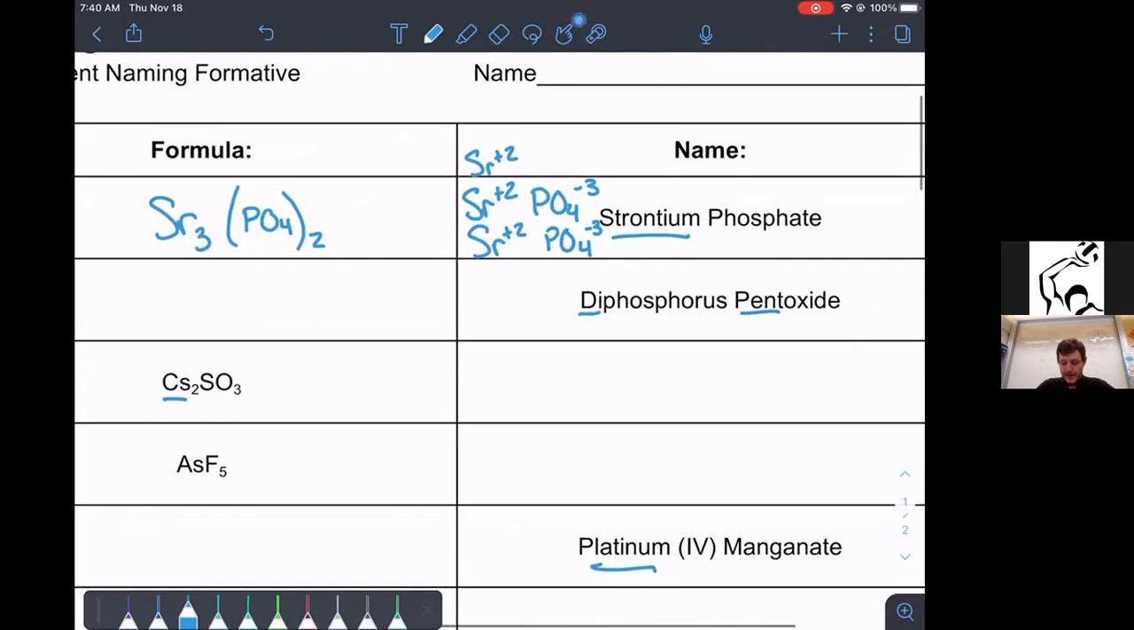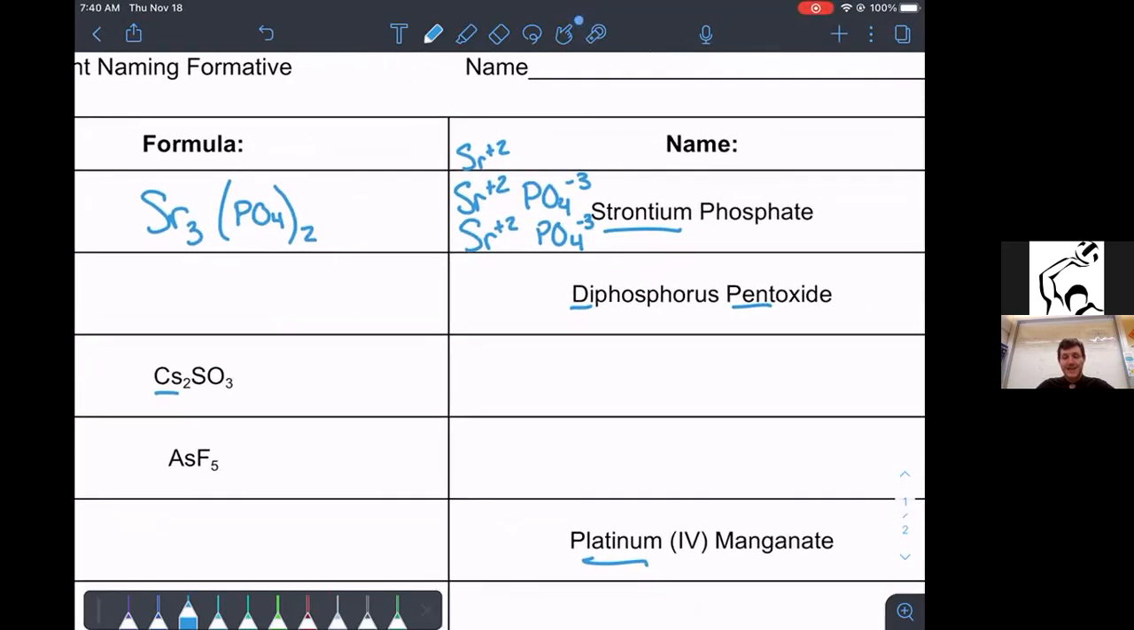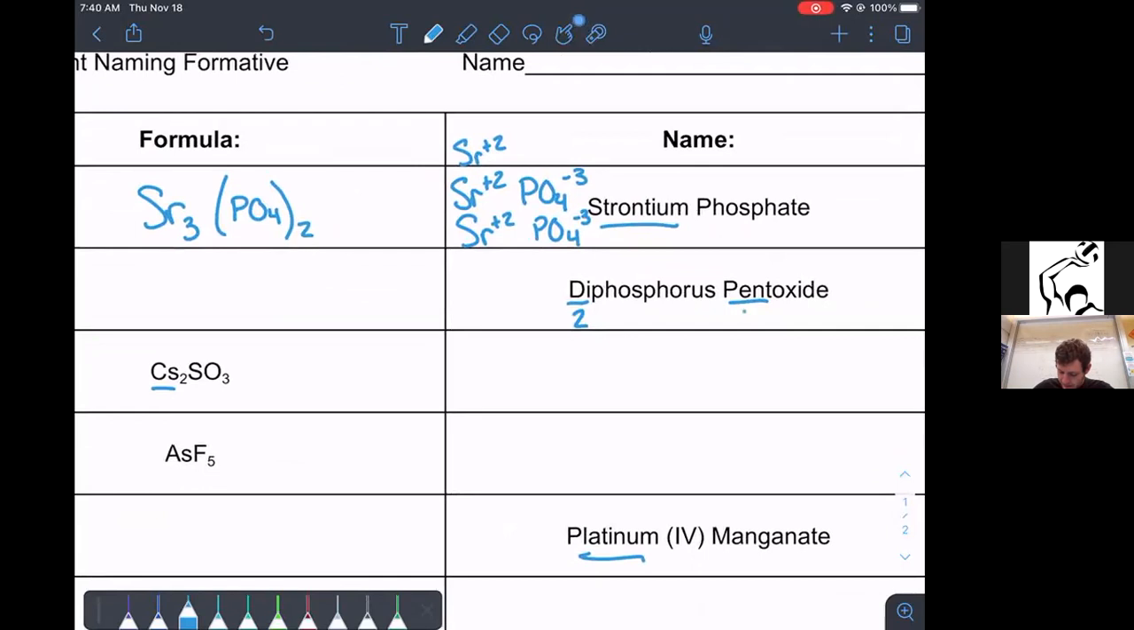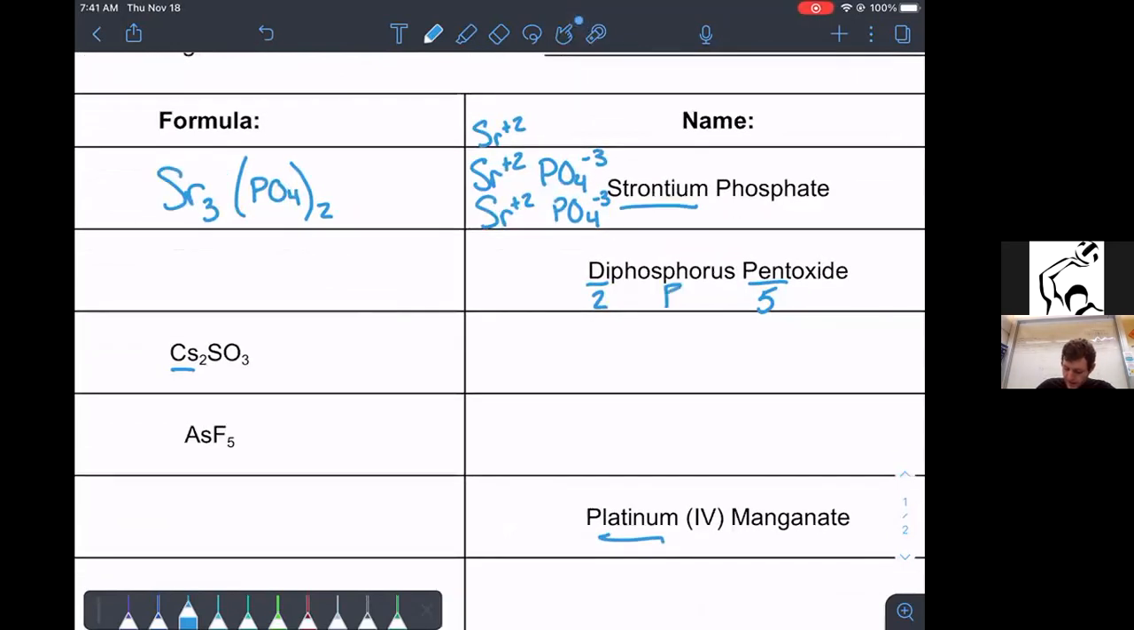The next one, diphosphorus pentoxide. So di means 2, and penta means 5. We have phosphorus and we have oxygen, or oxide, because it's the second element. And so now we can put it all together. We have P2O5 as our answer.